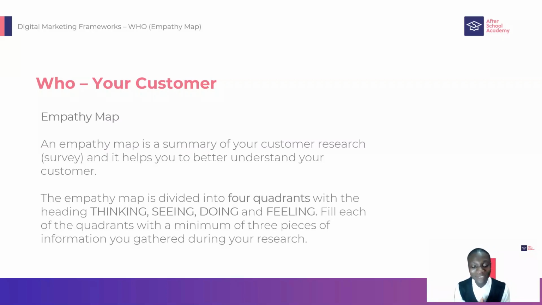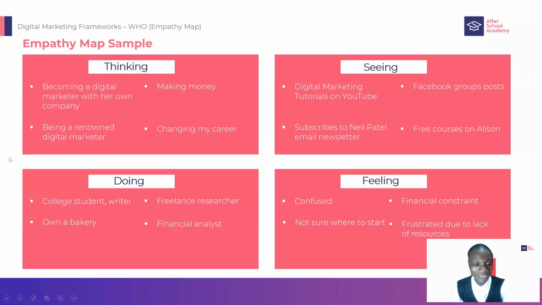So the empathy map is divided into quadrants. I don't know if that is a tautology. 4 quadrants. Quadrant is 4 already. So that should be into quadrants. Okay? With the headings thinking, seeing, doing, feeling. So you fill each of the quadrants with a minimum of 3 pieces of information you gathered during your research. Okay? So let's see an example of that.